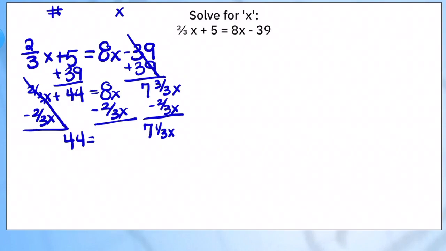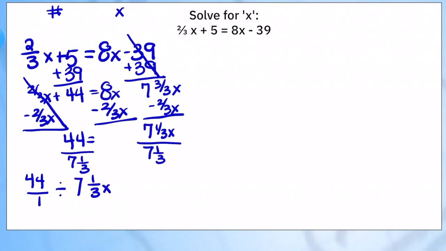Going on, I want to isolate that x, so we're going to divide by 7 and 1/3. This is where I'm going to want to write it in a standard form. So 44 over 1, because instead of doing it as a complex fraction, is divided by 7 and 1/3 x. Oops, sorry, 7 and 1/3 is going to be equal to x.